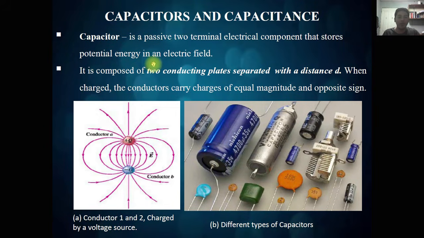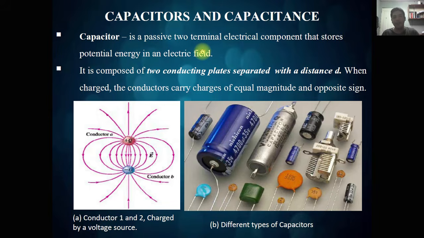A capacitor is a passive two-terminal electrical component, meaning it has a positive terminal and a negative terminal. When connected to a circuit, these two terminals should not be interchanged, because interchanging them could result in the capacitor bursting, or being busted, since capacitors should be connected according to their polarity, positive and negative.